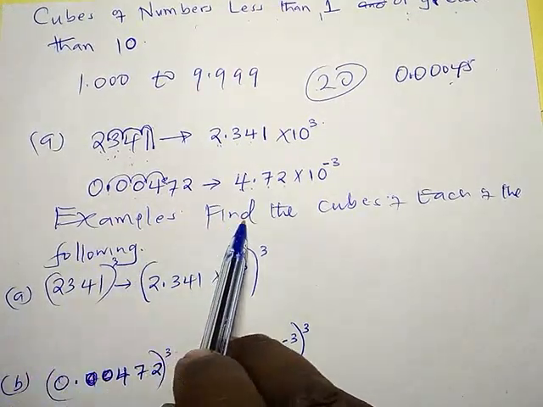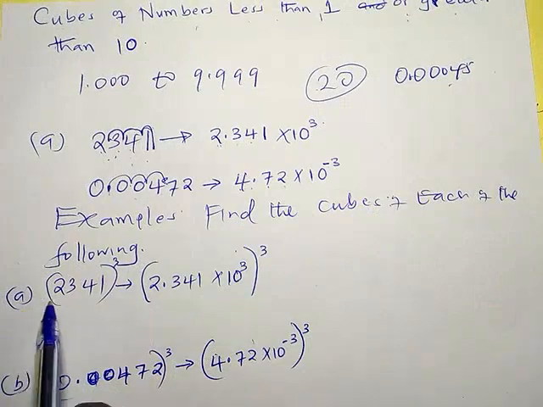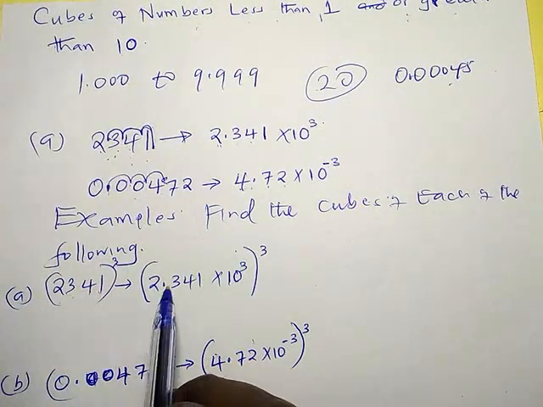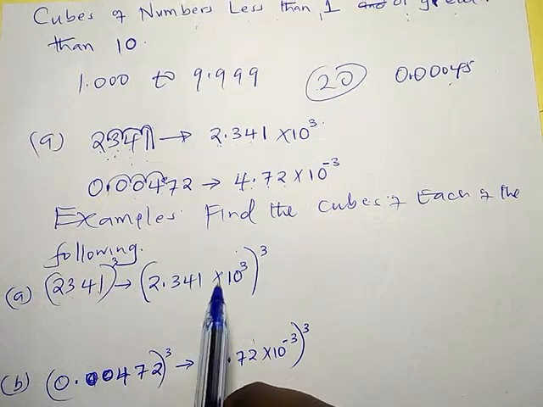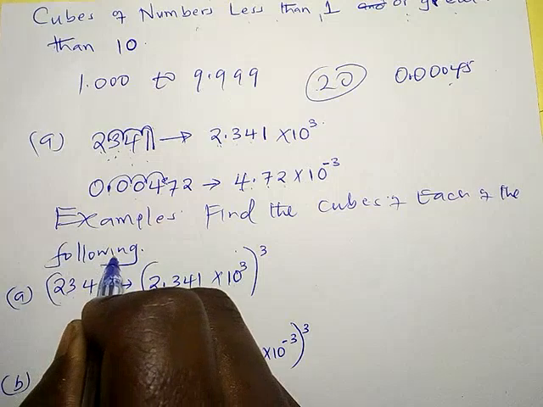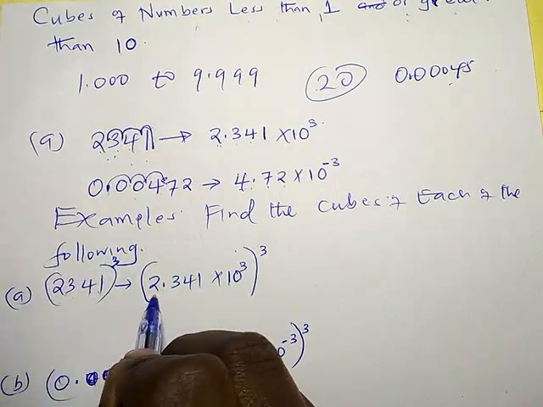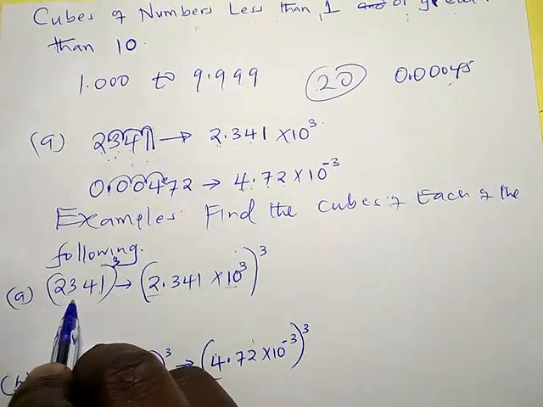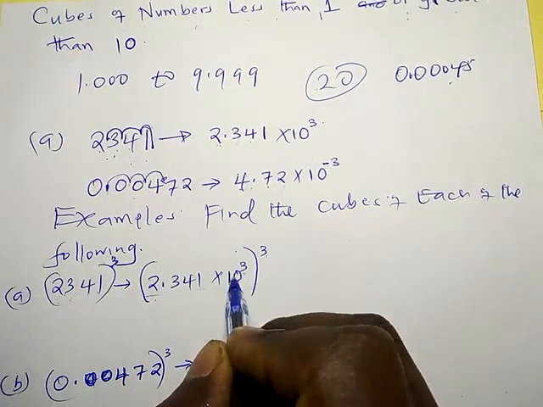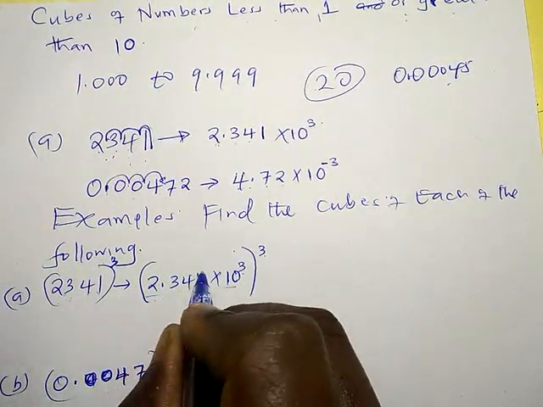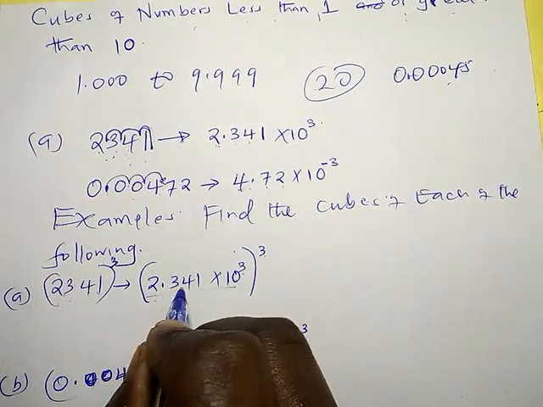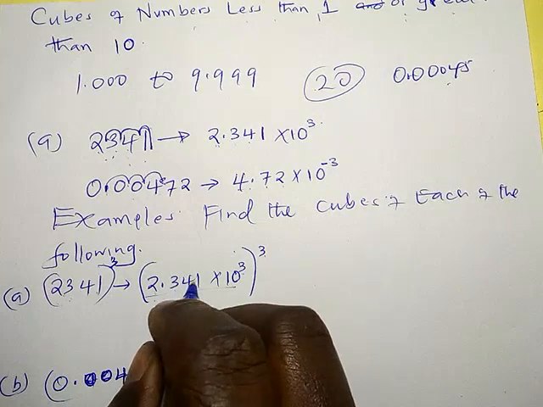Now, example: find the cubes of each of the following numbers. I have given A, 2.341 times 10 raised to power 3. We have already written the standard form of this number. But remember, 2.341 is cubed, so we have just written it in standard form. We have not changed this number. It means this number is cubed, even this number is cubed inside here. Right? So go to the table, read the cube of 2.341, because now you know how to get that.